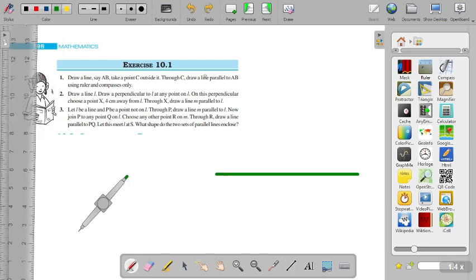Here, then further we take the point P. This is P, which is not on L. Let L be the line. Through P, draw a line M parallel to L. Now join P to any point Q on L. Okay. So we take here a Q point and we join this one.